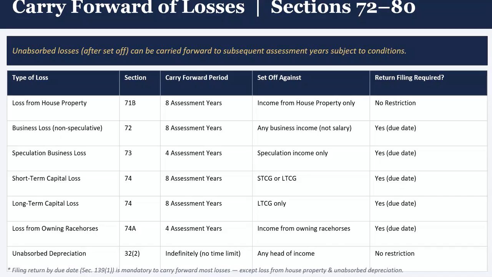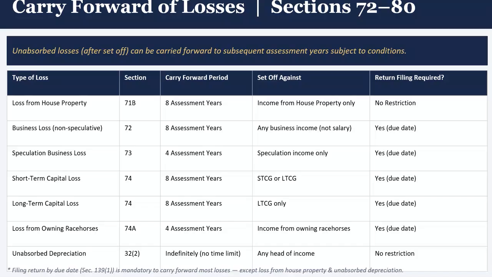Similarly, the rules are the same for speculation business loss, short-term capital loss, long-term capital loss, and loss from owning race horses. There are only two exceptions. Speculation business loss and loss from owning race horses are allowed to be carried forward only for 4 assessment years. But for them as well, the return has to be filed before the due date. Otherwise, carry forward is not allowed.